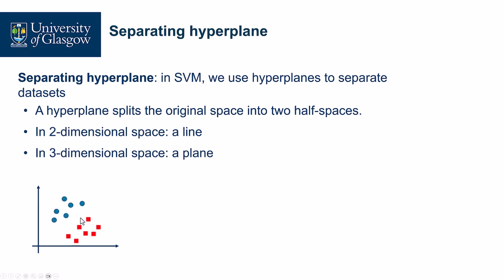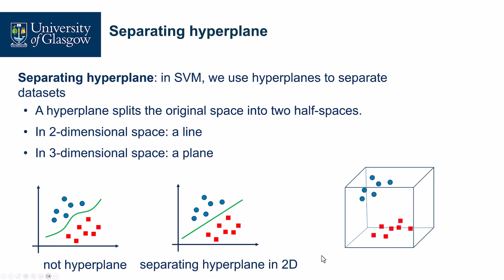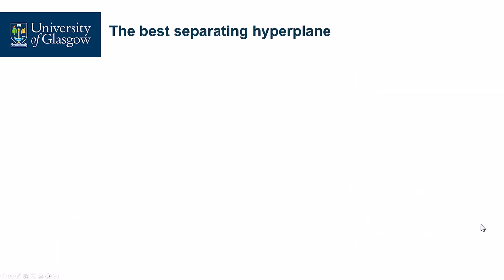We can see there are two kinds of data. If we use a curve like this, it is not a hyperplane, because it is not a line, it's a curve. If we separate it by a line, we say this is a hyperplane in 2D data. If it's 3D, it's like this, right? So in 3D, this is a separating hyperplane. This is the concept of separating hyperplane.